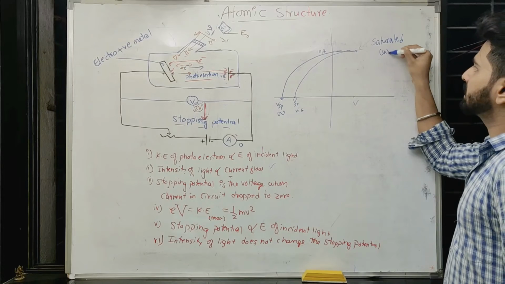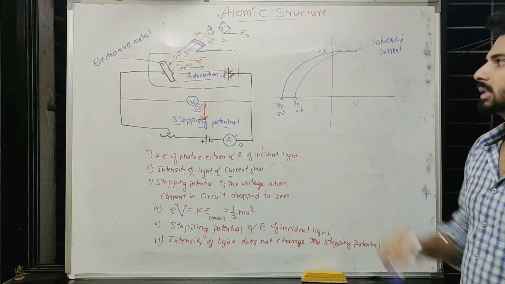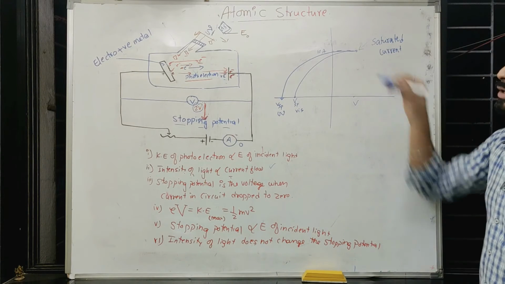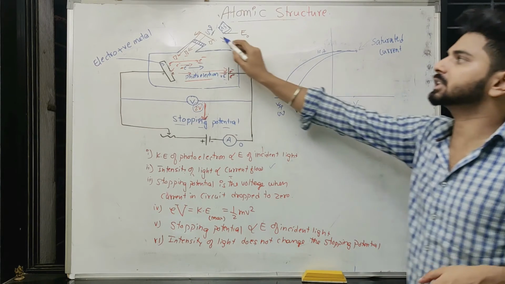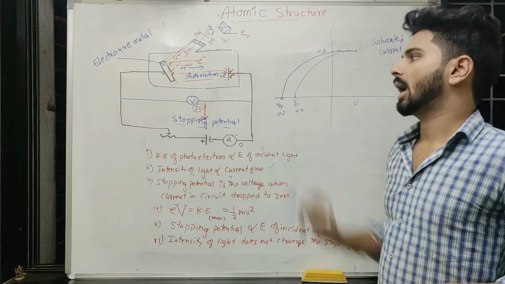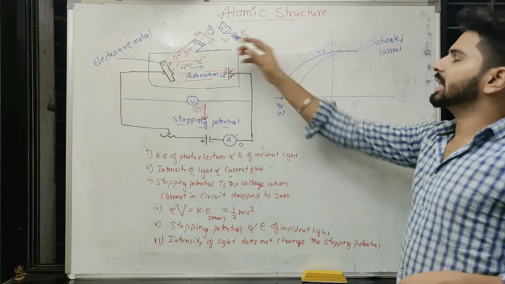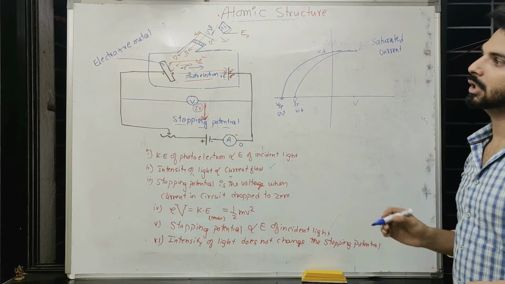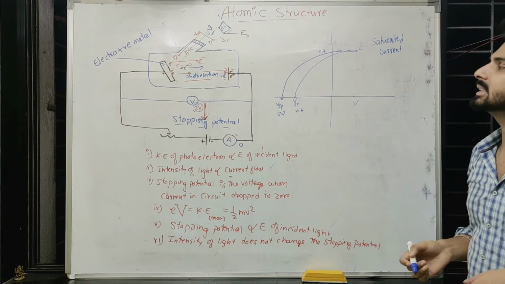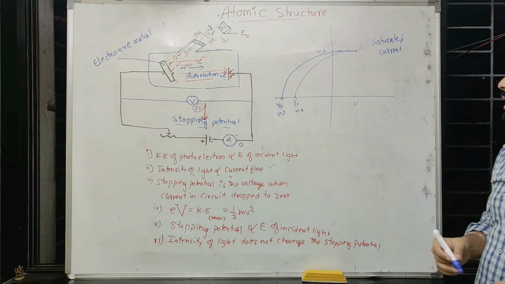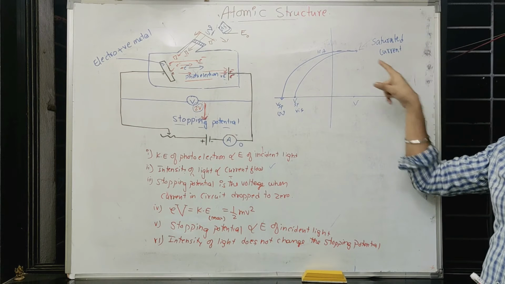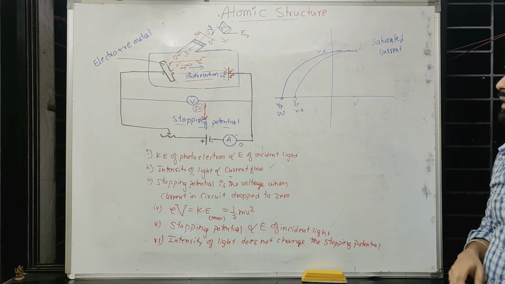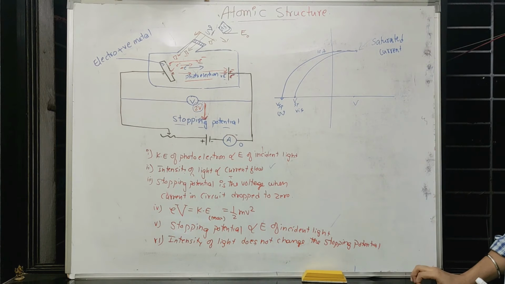Saturated current, that means this is the maximum current that can be obtained at that particular intensity. If I don't change the intensity, this current won't change, though I change the incident light. So even if I'm changing the incident light, this current won't change as long as I'm keeping intensity the same. So this is called as saturated current. Saturated current is the maximum current attainable at given intensity of light.